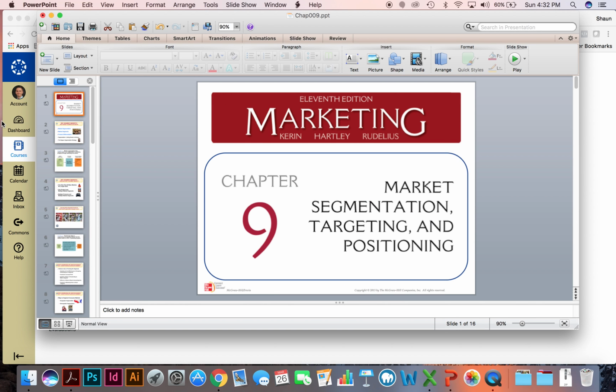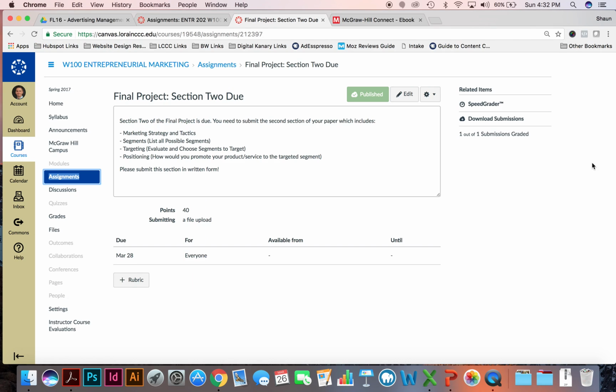So, again, what I'm looking for in section 2 of your assignment is to tell me the marketing strategy and tactics. Basically, segment, list all the different segments, choose the segments to target, evaluate them, position your products. How are you going to position your products to these individual segments? This is all your marketing strategy and tactics. This is that section. So segment, target, and position your product.